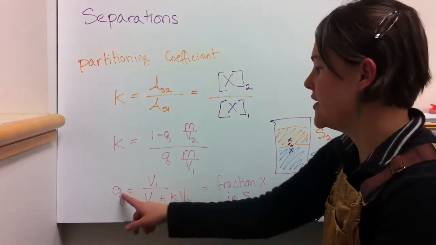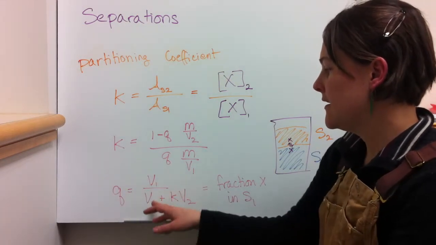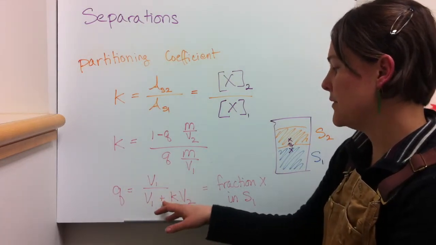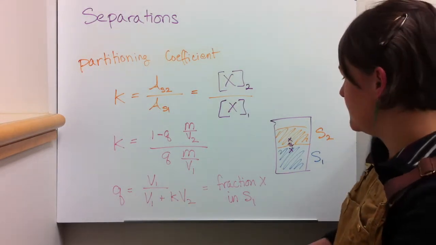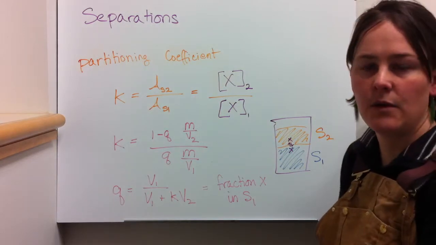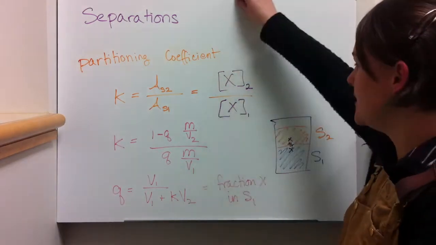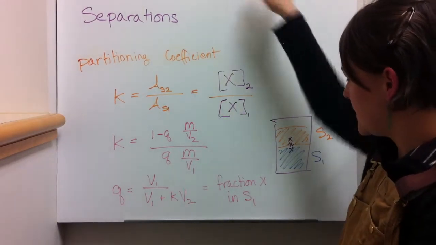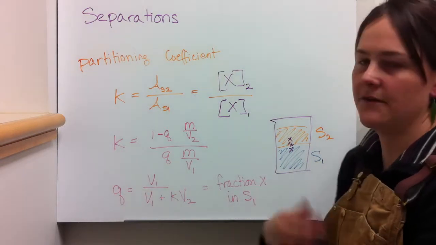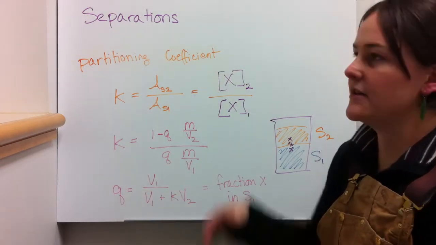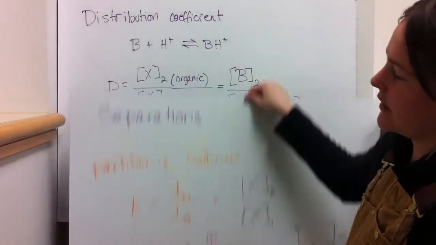You can work this out and solve for Q. Q equals volume of solvent 1 divided by volume of solvent 1 plus K times volume of solvent 2. You can either work that out for yourself, or I can do it in class, or you can just accept it. Either way, that is equal to Q, where Q is the fraction of X in solvent 1. And when I say solvent, it could be water.